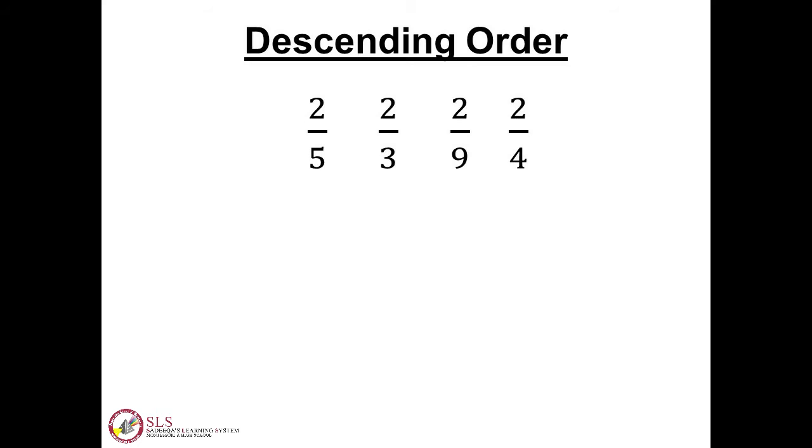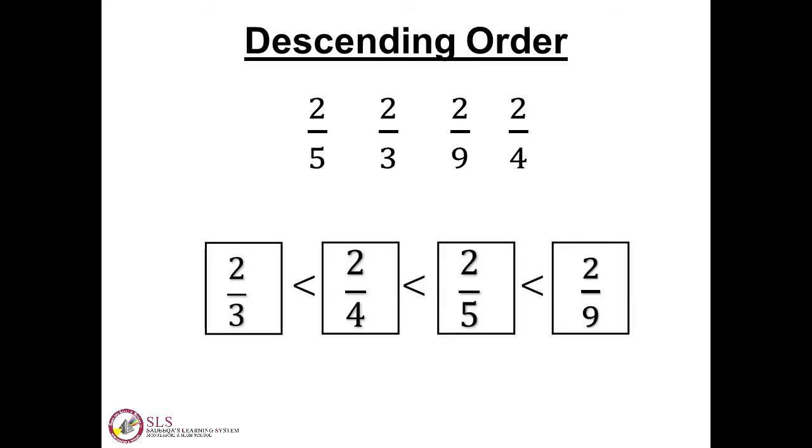Again, recall the rule for arranging the fractions. Rule is, in unlike fractions, the smaller the denominator, the greater is the value of the fraction. Now, look at the denominators carefully. Denominators are 5, 3, 9 and 4. According to the rule, fraction 2 by 3 has the smallest denominator and it has the greatest value. So first, we will write 2 by 3, then 2 by 4, then 2 by 5, then 2 by 9.